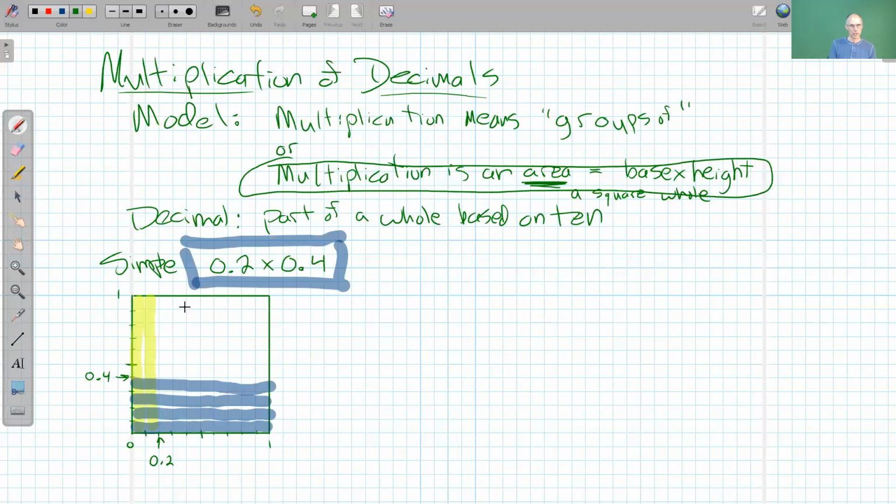That would be this region right there, 2/10 wide, 4/10 tall. So there's my base of 2/10, my height of 4/10. That's this thing right here. Now remember, this whole big square is a whole.